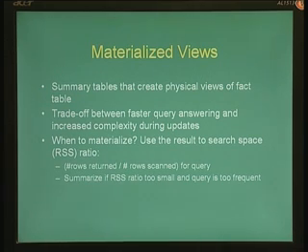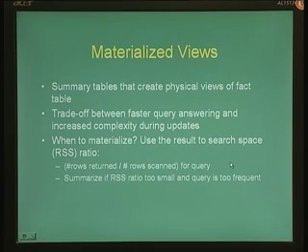A good measure for making such a decision is what is called the RSS ratio, or the result to search space ratio. The result to search space ratio is a simple ratio which is shown in the slide here, that is, the number of rows of results returned divided by the number of rows that are scanned for a given query.